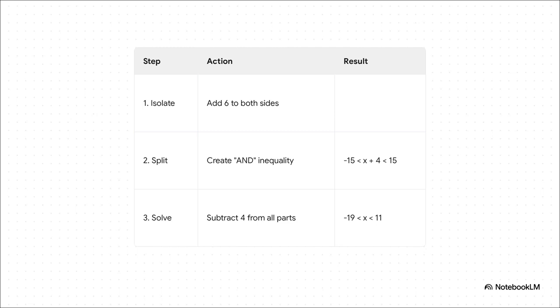Now for step 2, because it's less than, we build our sandwich. The stuff on the inside, x plus 4, gets trapped between -15 and +15. And for step 3, we just subtract 4 from all 3 parts to get x by itself. And boom, there's our solution. X is any number between -19 and 11.